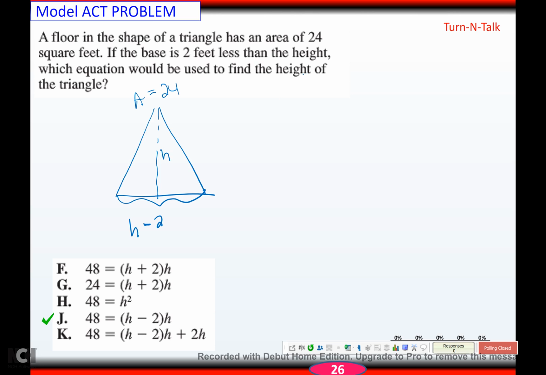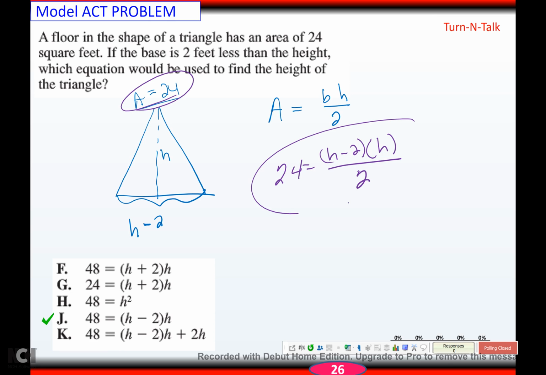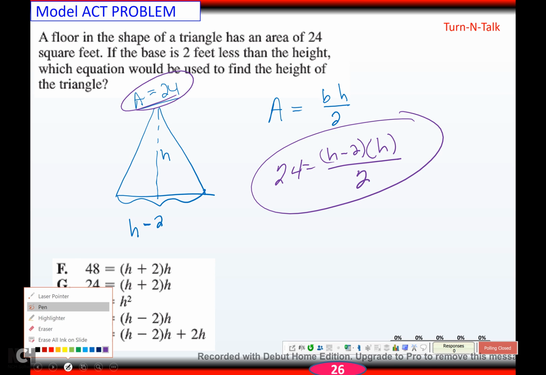Well, to find the height, I need to get my area, because they told me area, so I know I'm using the area formula. Well, area equals base times height divided by 2. So my area is going to be my base, which is h minus 2, times my height, which is h, over 2. But they told me the area was 24. And I don't see that there. So this is what I would set up to find h. Well, that answer isn't there.